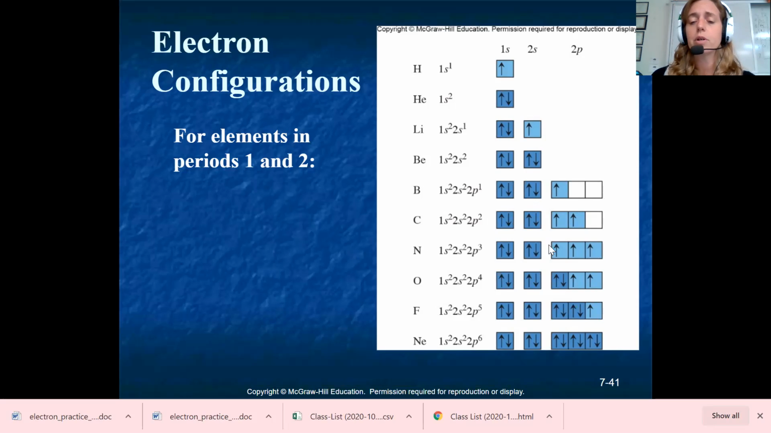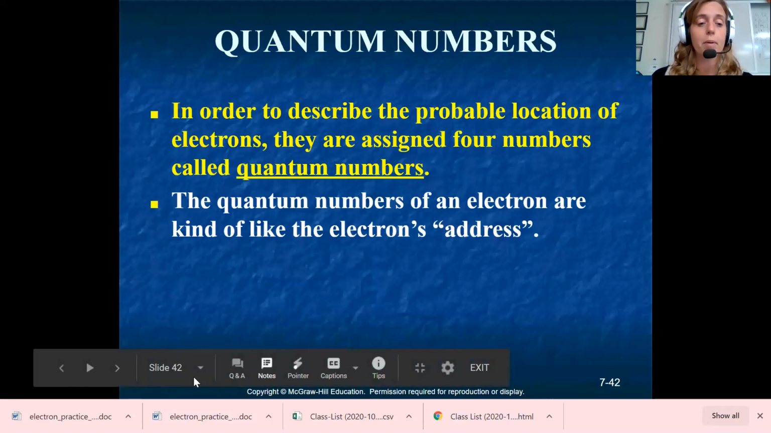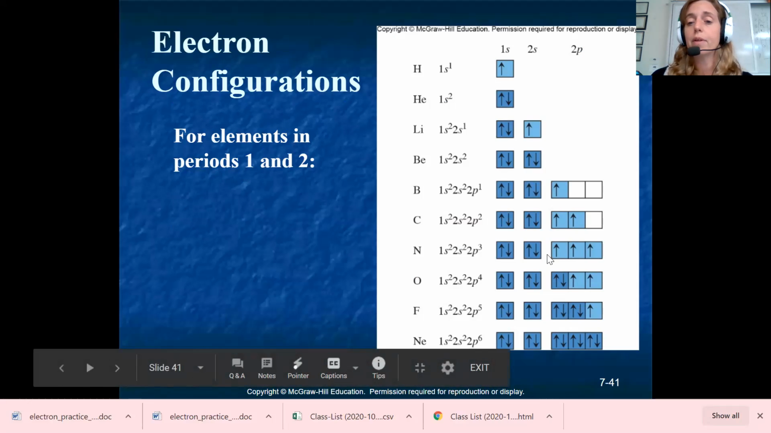Then you go to carbon, 1s2, 2s2, 2p2. So you're going to have 2 electrons there, 2 electrons there, and then you're going to go 1, 2, both going up. You don't want to do your down arrows until you've filled that sublevel with all up arrows. Now look at nitrogen, 1s2, 2s2, 2p3. You fill up your 2s orbital, and now you go 1, 2, 3 there, with all of them pointing in the same direction.